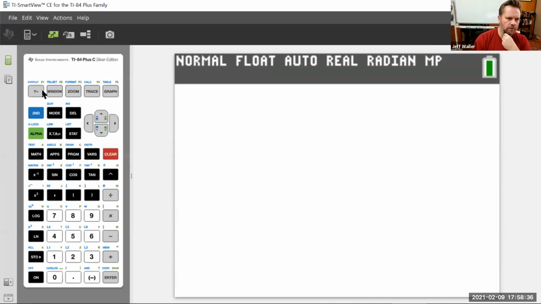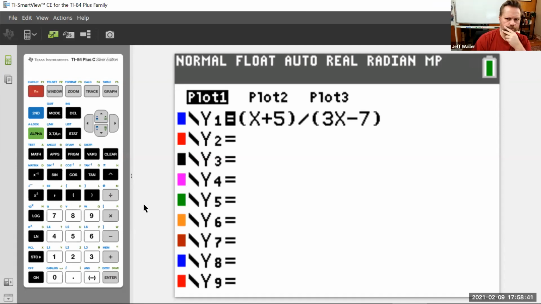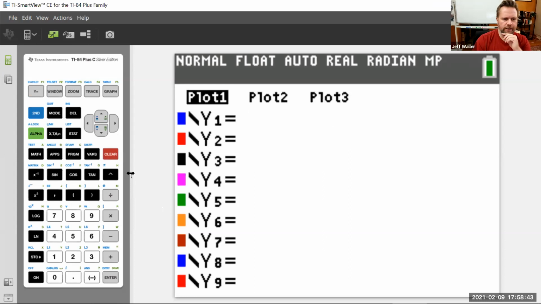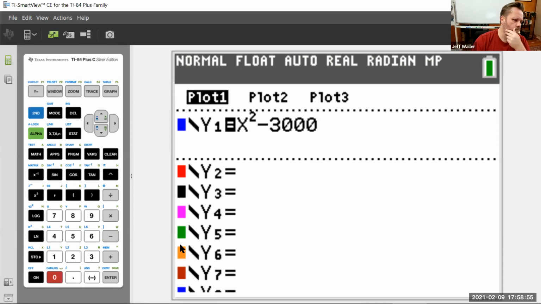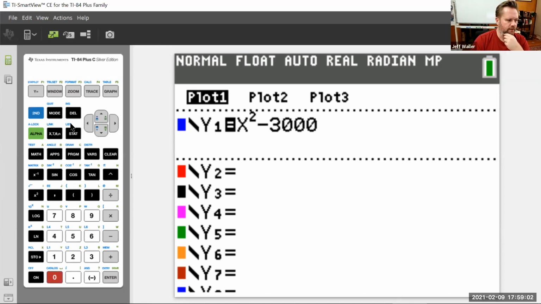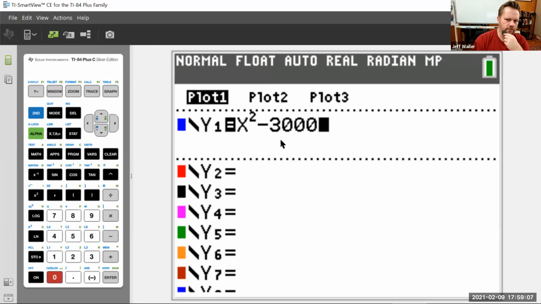All right, so if you have your calculator, if you want to play along with me, let's do this. So if I go to y equals, I got some stuff in there already, but let's put something in there. Let's see, what about x squared minus 3,000. I like it. All right. So if you want to play along, you could put that in your calculator.